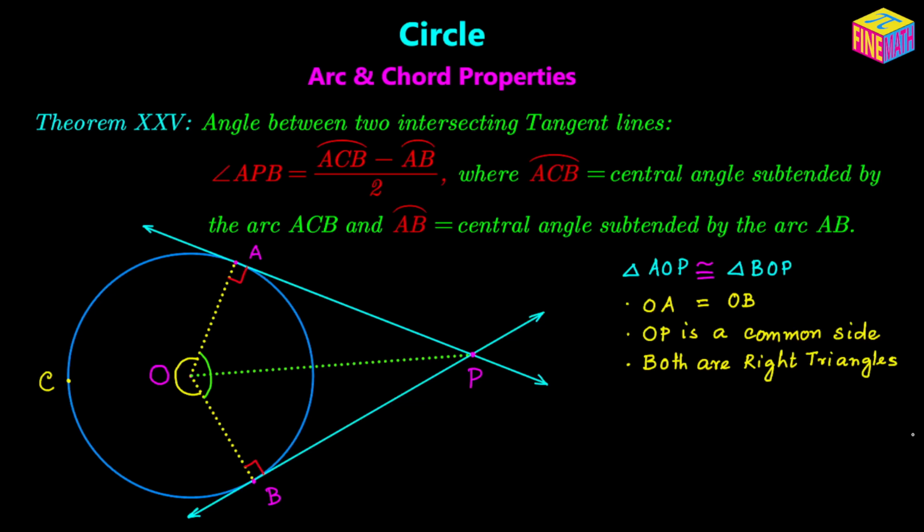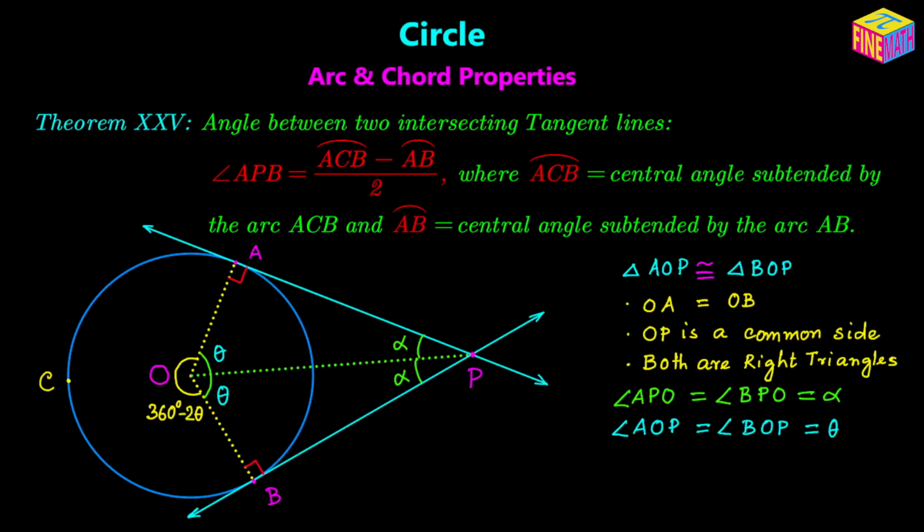Now because they are congruent triangles, obviously the angle APO will be equal to angle BPO, because they are the angles opposite to the two equal sides, and let's call it the angle alpha. And similarly, angle AOP will be equal to angle BOP, because they are also angles opposite to the two equal sides, and let's call it theta. So then what would be that yellow angle? I mean the central angle subtended by the larger arc ACB. Well, that will be 360 degrees minus 2 times theta.